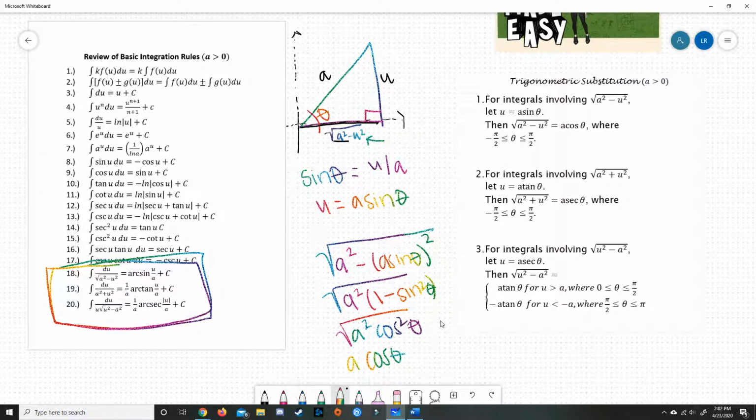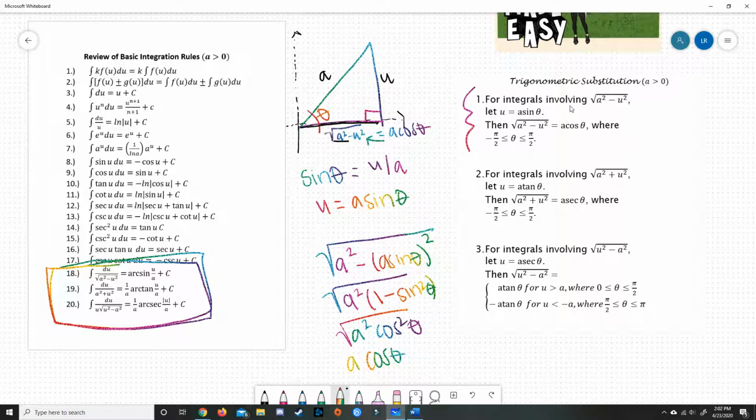Which means that if I were to start redrawing this triangle, I could label that side A cosine of theta. This allows us to start using more basic trig to then solve for these more complicated integrals. So that is kind of where some of these things are coming from. And so over here, you're going to see these are our rules for trig substitution. And what we just did together was we just figured out what the heck rule one means and why.